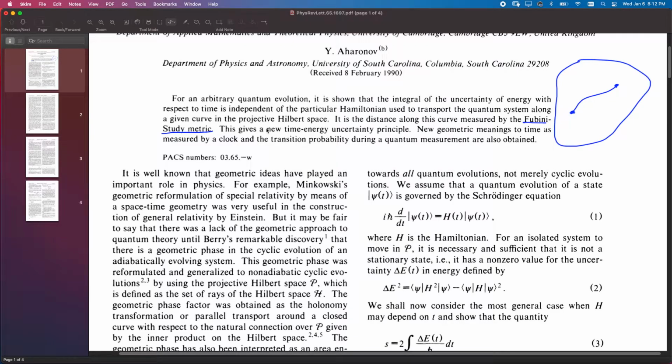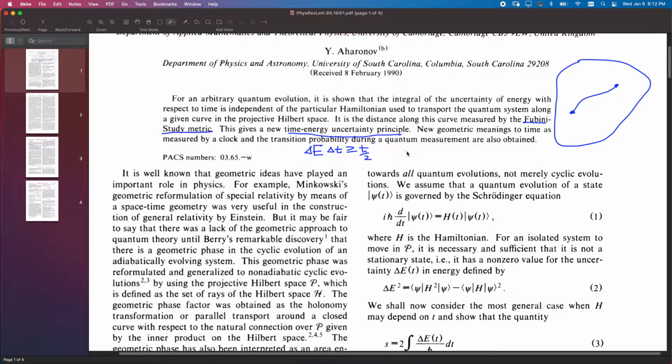This gives a new time-energy uncertainty principle. So the traditional one is that the standard deviation of the energy multiplied by this characteristic time is greater than or equal to h bar over 2. This is the time-energy uncertainty principle. And I've learned a bit about this.